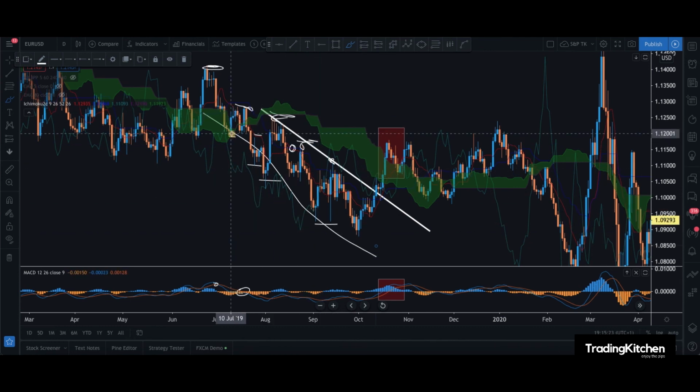This is one of the easiest confirmations for a changing of the trend, for a trend itself. So use MACD not alone, as with all the other indicators, but with the confirmation of the price.